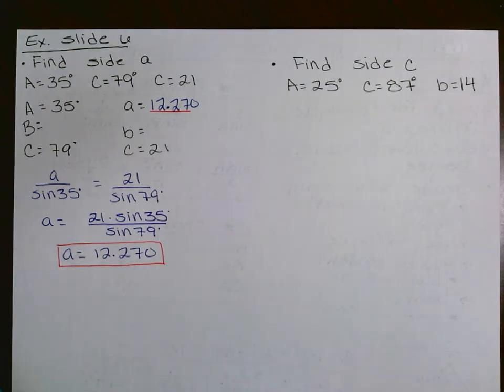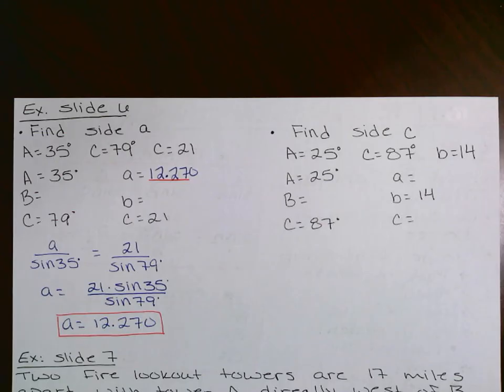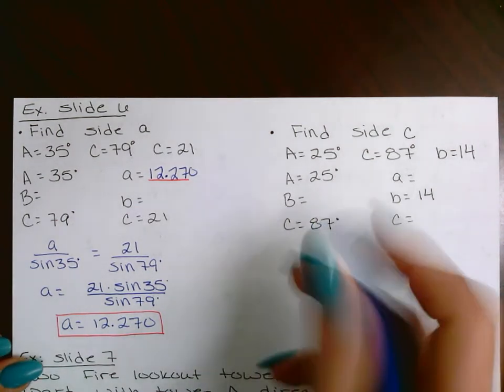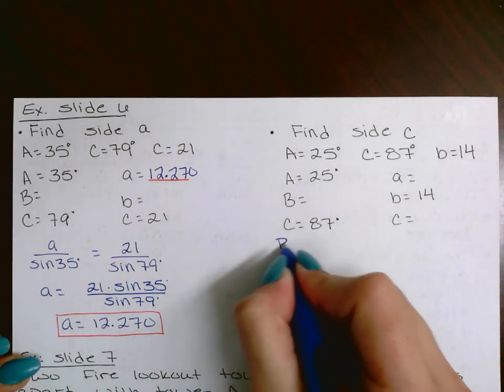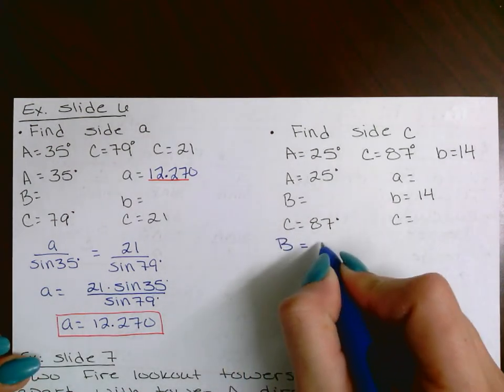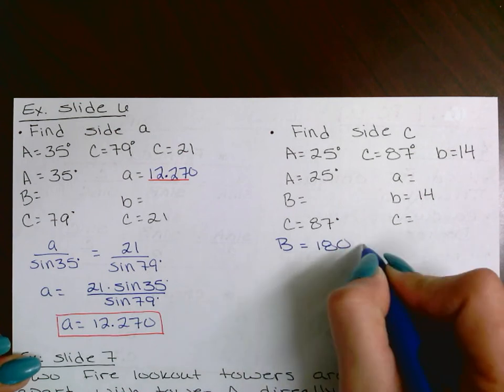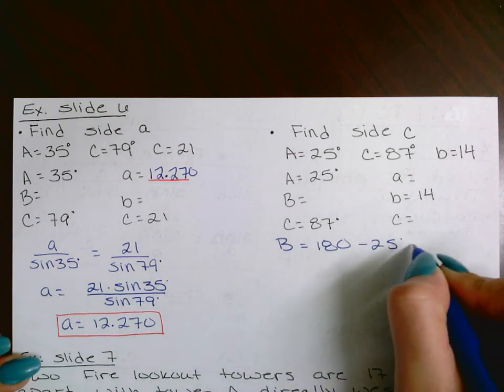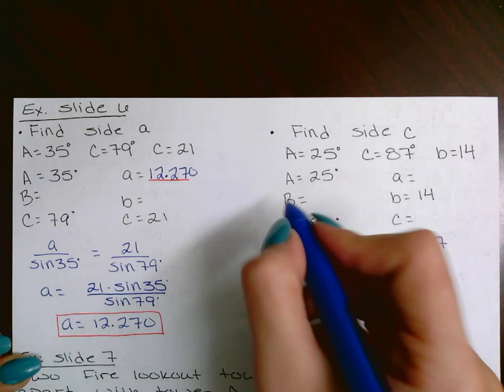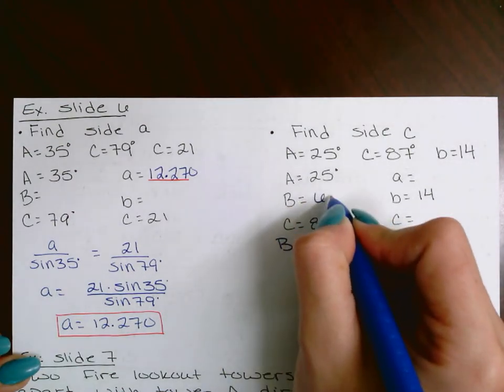Take a moment, pause the video if you have to, and solve for the second question on your own. So let's take a look at this last question. When solving it, do I have to take a moment to do the 180 rule? Yes. What did you get for angle B? 68. Very nice. So you should have said 180 minus 25 minus 87, and you should have gotten 68.